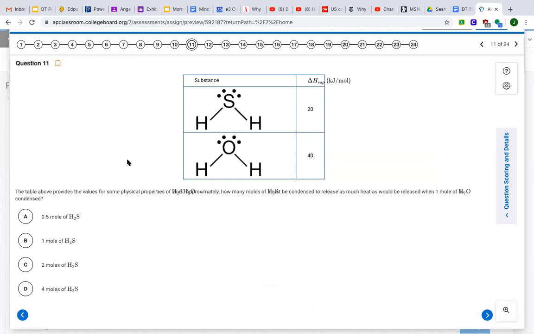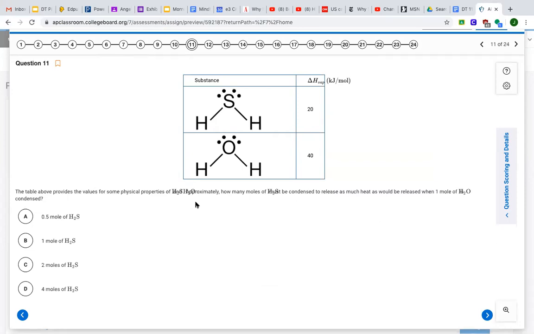All right, so question 11. Oh, nice. Okay, so you've got H2S and H2O, and you've got delta H of vaporization is 20 versus 40. Okay, so how many moles of H2S must be condensed to release as much heat as would be released when 1 mole of H2O is condensed? Oh, this is great. The table above provides the values for some physical properties of H2O and H2S. Approximately how many moles of H2S must be condensed?